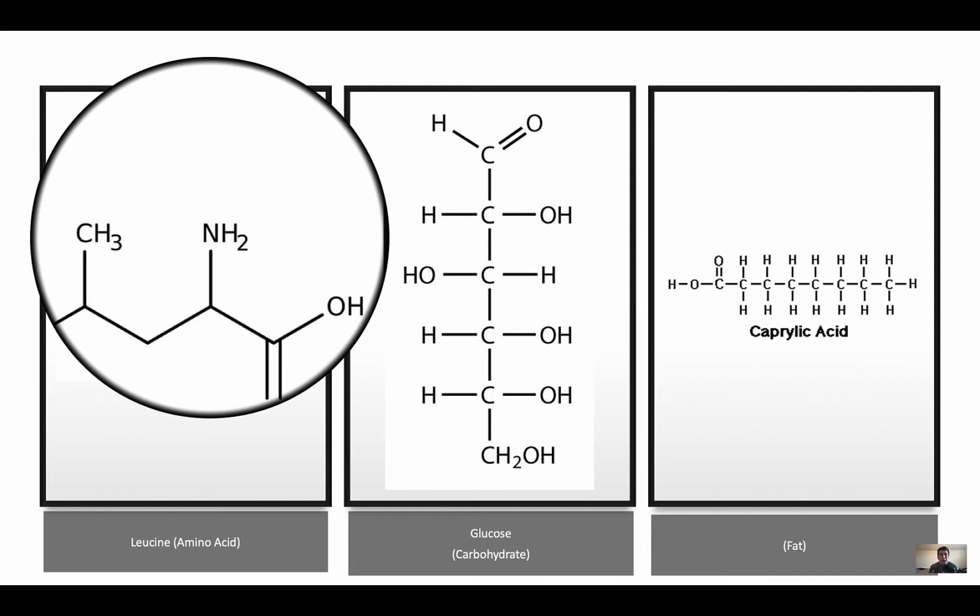So that means it's going to be an amino acid. Anytime you see nitrogen inside these components, it's going to be an amine. It's going to be an amino acid. Nitrogen is the denominator. It has to be there for it to be a protein.